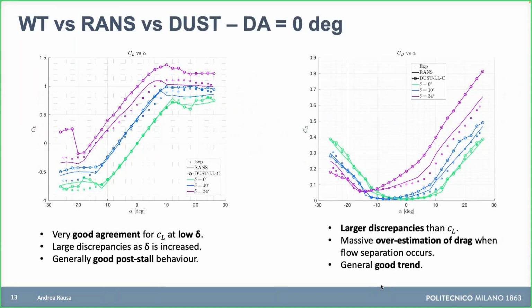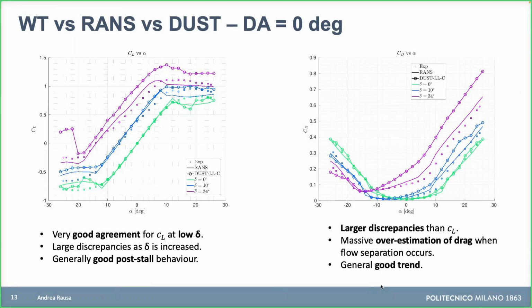So here I'm showing some results also for the DUST low fidelity models. In this case, I'm going to show you only the lifting line, because we have too many curves, otherwise it will be impossible to follow. So we are using the lifting line with the correction for the span-wise flows. And we can see again, the trends are kind of the same.